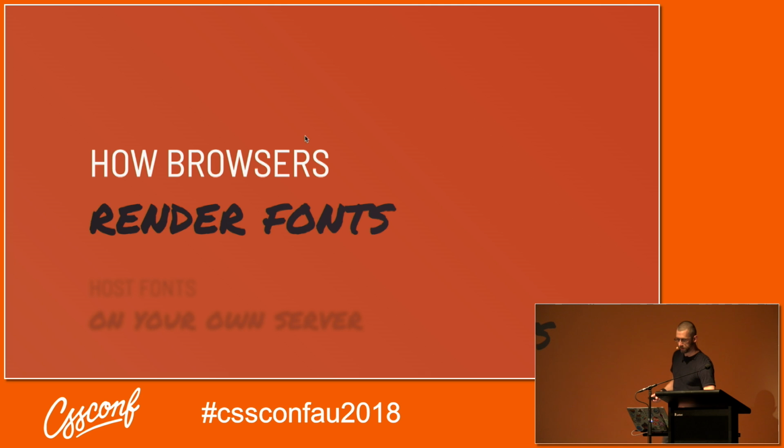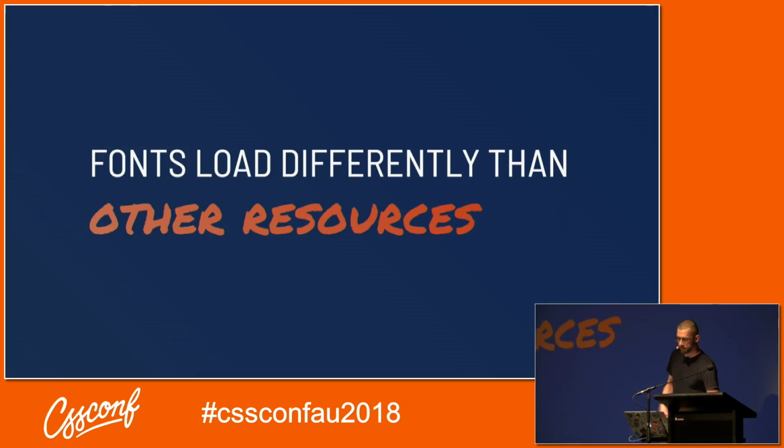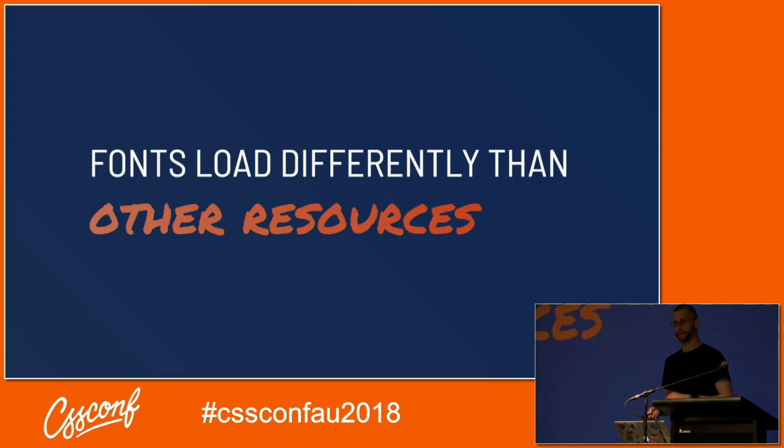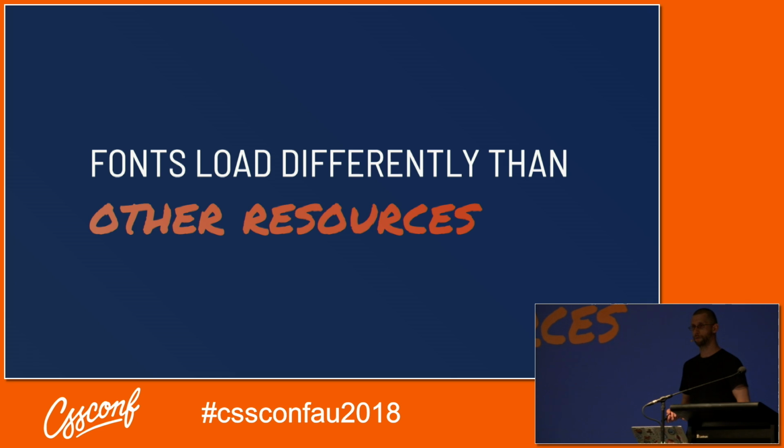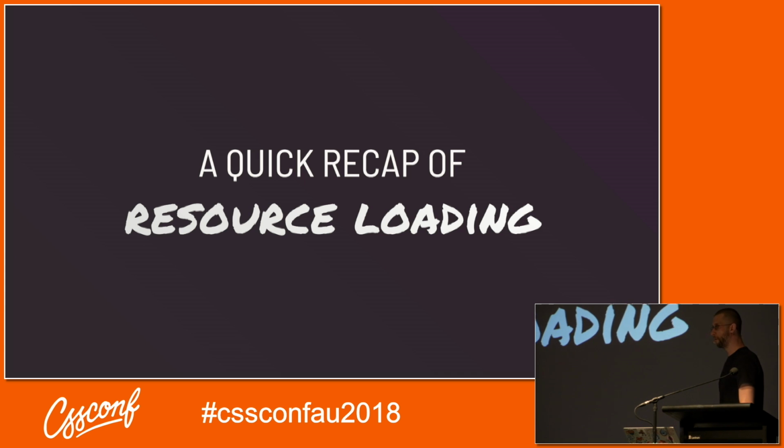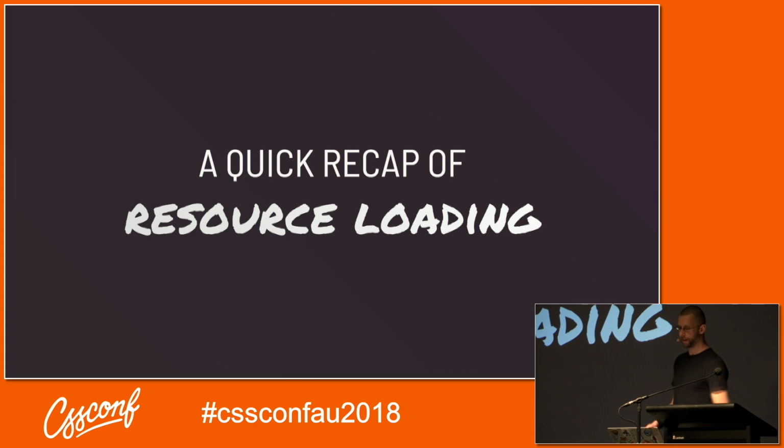But before I can get into it in earnest, I want to talk a little bit about how browsers render fonts. And that's important, right? Because fonts load differently than other resources. Different resources interact with the browser differently. CSS will block rendering if it's in the head and not deferred, as in the case of critical CSS. JavaScript may or may not block rendering, depending on how you load it. Images typically don't, but what's common to all of them is that they go through a common process initially. So let's get up to speed with a quick recap of resource loading.